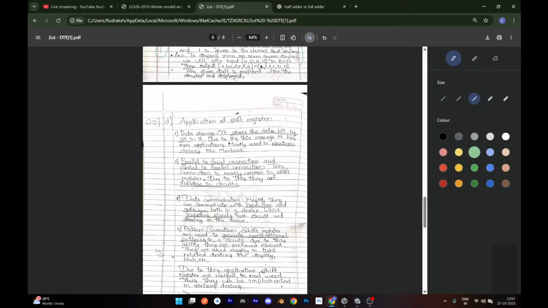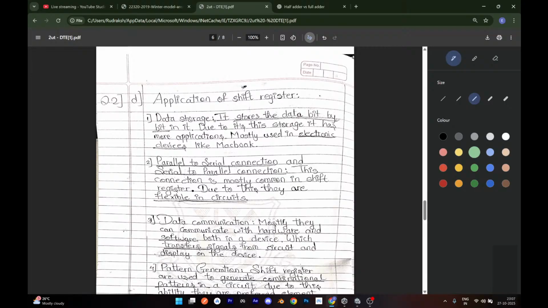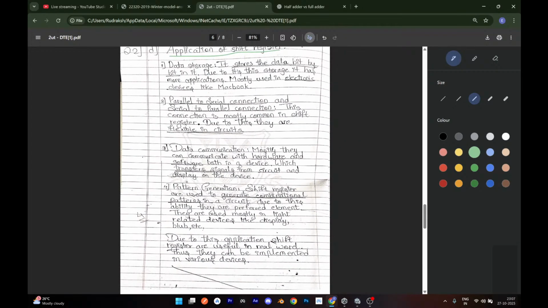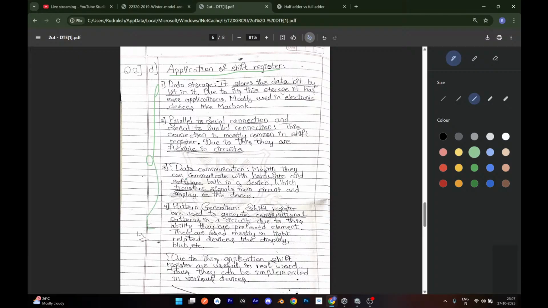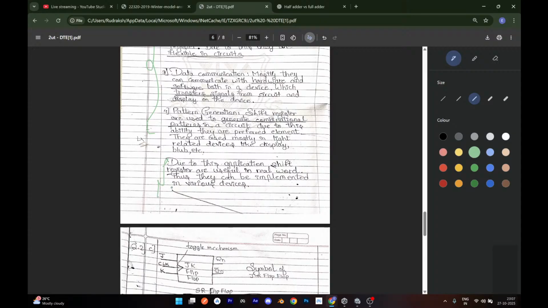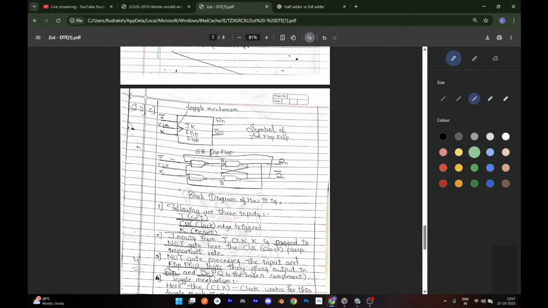Okay. After that, what is the application of shift register? We have to write for 4 marks. I have written the 4 marks, okay, like 4 to 5 lines for each point, and at the last we have to conclude why it is exactly necessary and all, okay.